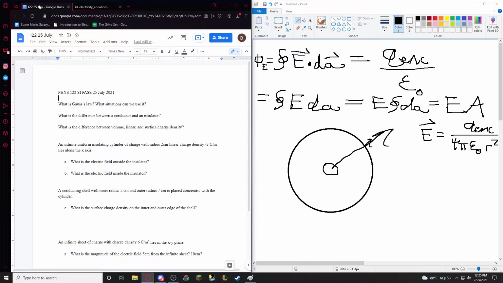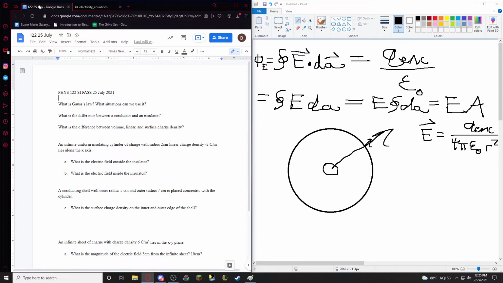Insulators always have a fixed charge. The charges don't move around freely. They're stuck in one position. Exactly. So insulators, the charges are essentially locked, and a hint for this class, all the insulators are going to be uniform. It'll be uniform spheres or cylinders of charge. All right, cool.